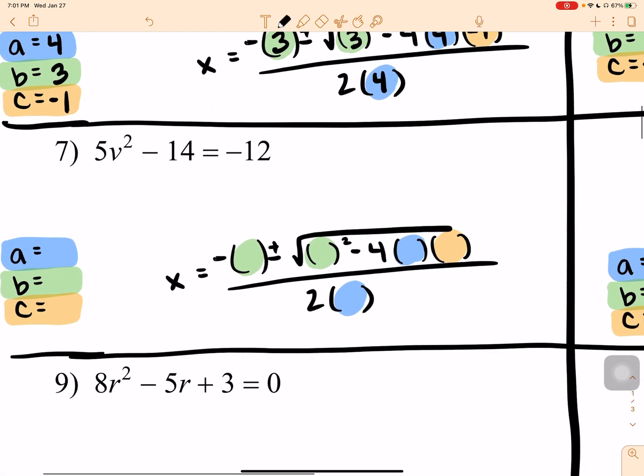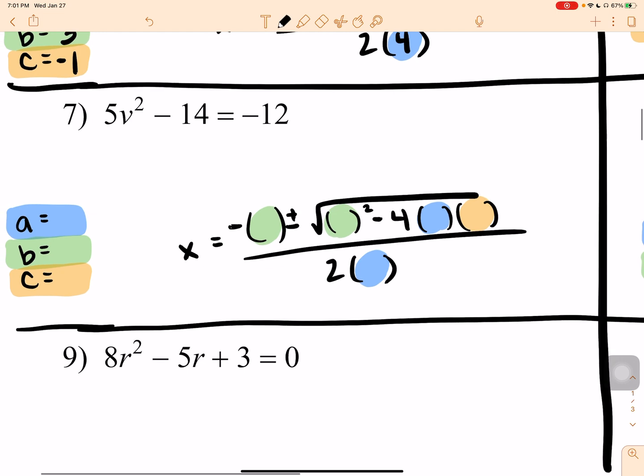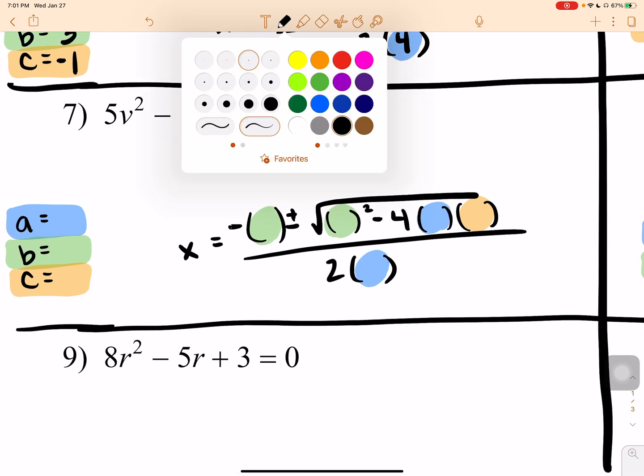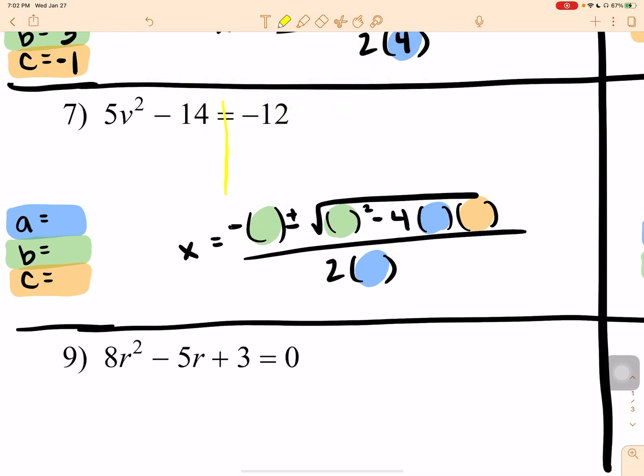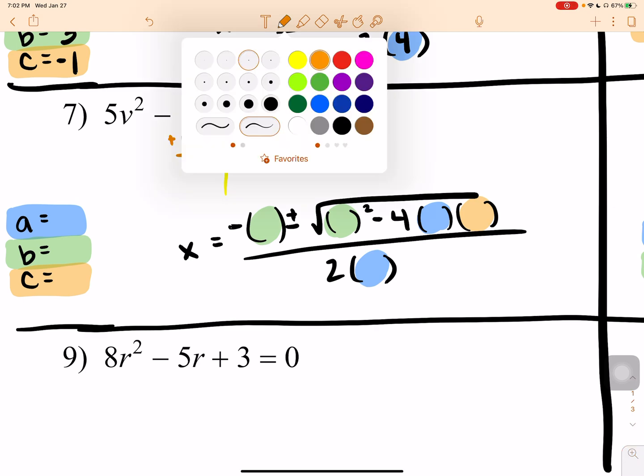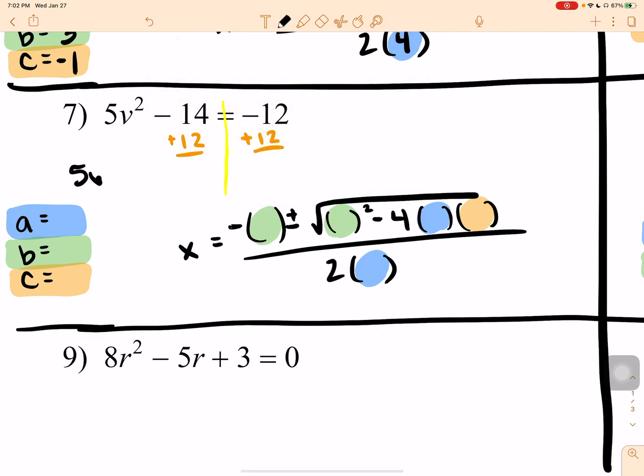So let's go and see how I would have to set this one up here, okay? So here I need to, let's just go and draw the line. So my first step is I got to add 12 to both sides because I need it equal to 0. These two are like terms. So now I'm going to have 5v squared, and I notice right away I do not have a b term. So I'm going to write plus 0v, negative 14 plus 12 is negative 2, equals 0.